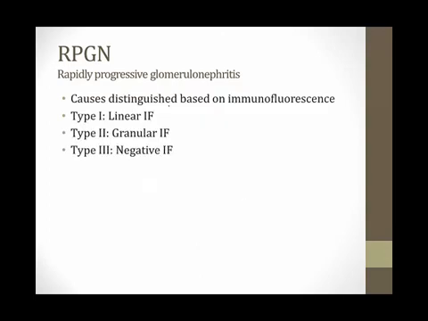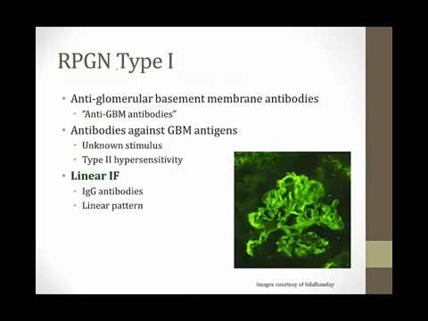There are a number of ways to categorize the causes of RPGN, but one that is commonly used is to distinguish the different causes based on the pattern of immunofluorescence. Type 1 RPGN is RPGN that has linear immunofluorescence staining, Type 2 has granular immunofluorescence staining, and Type 3 has negative immunofluorescence staining. Let's talk about type 1 first.